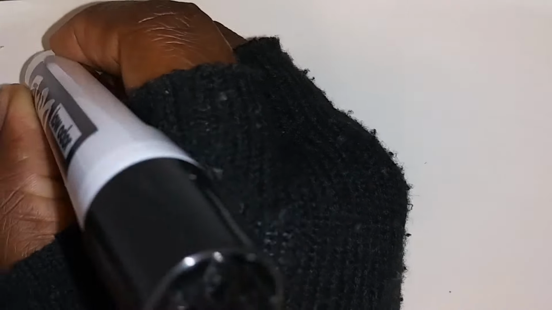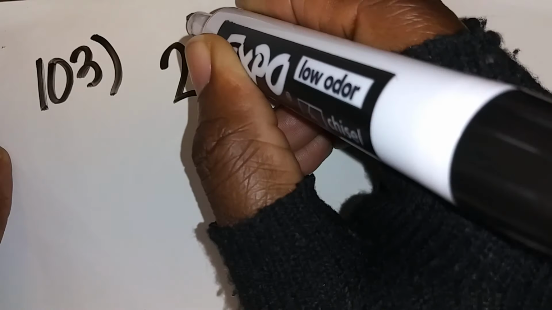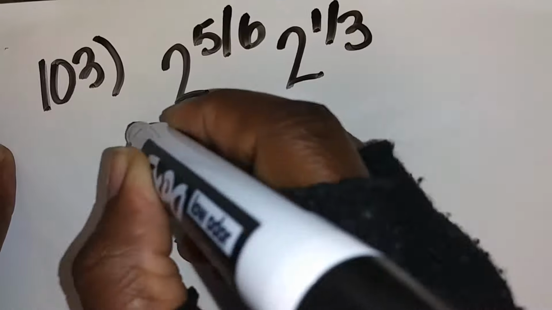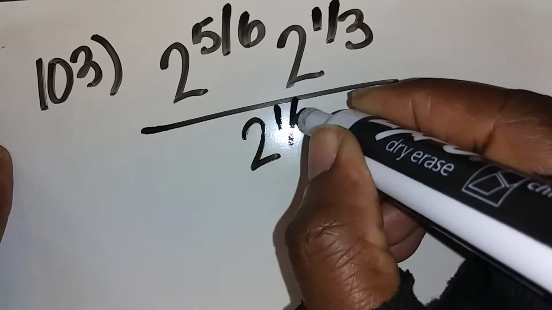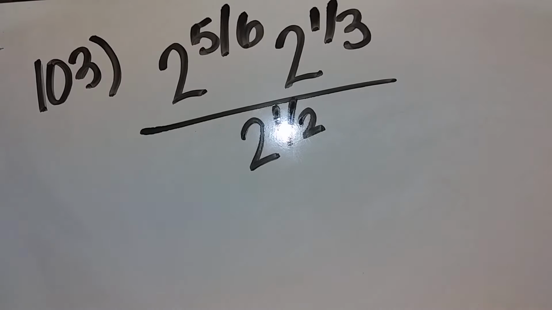Number 103. I have 2 to the 5/6 times 2 to the 1/3 over 2 to the 1/2. Now, right here, if you notice, I do not have any common denominators. So that's going to be a little issue because I have to find a common denominator to actually work these problems out. You also have a calculator again. You can type all of this in.